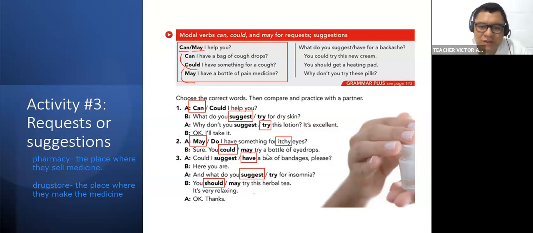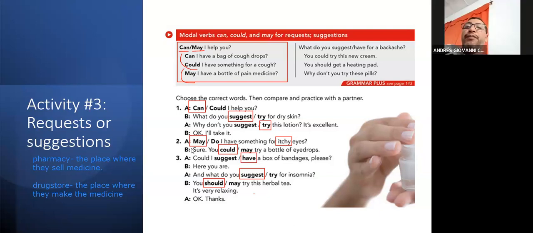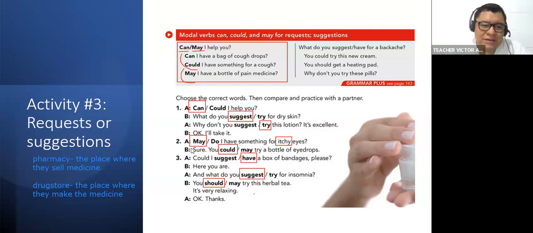Okay, for the next one, can you help me with this one? Okay, Tere, Stephanie, and Andres, number 2, please. Okay, teacher. Are you ready for number 2? Yes. Are you ready, Stephanie? Hold on, just give me a minute, Andres.